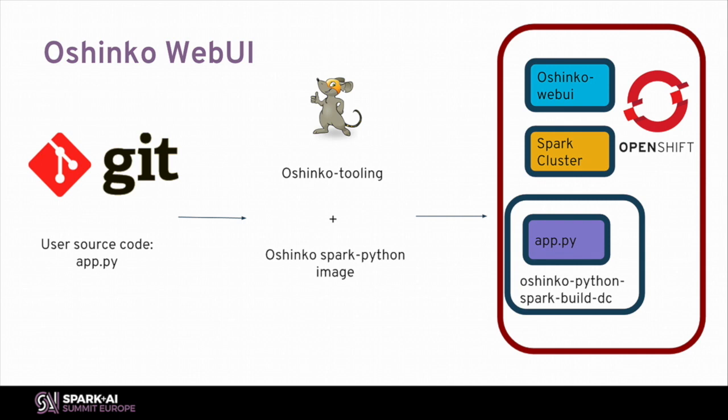So we want to talk about Oshinko WebUI. This is how we get our YMAP application. So what we've done is we've taken the code from our Python notebook and we've put it into a Git repository. So this is our user source code. What we're then going to do is use the Oshinko tooling to take that user source code and inject it into a Spark Python image. So this Oshinko Spark Python image is an image that's already ready and will load in everything you need to run Spark and Python. We're then going to use this tooling to deploy our Spark cluster easily.